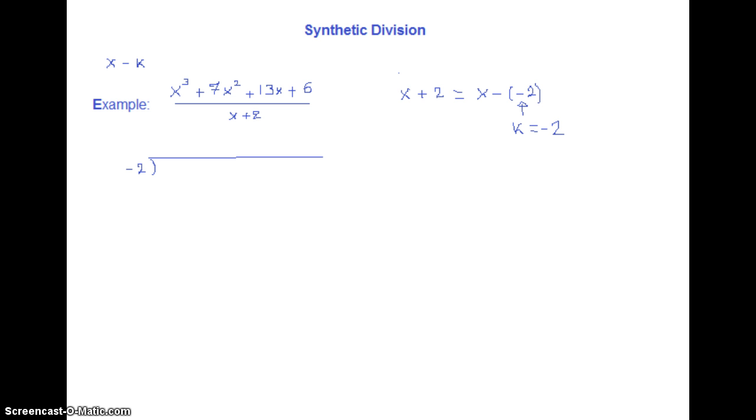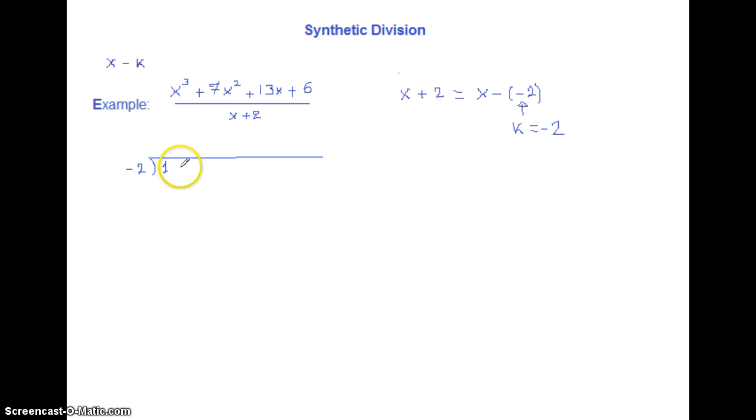The numerical term of the divisor. Now, if we use long division, we should write the whole polynomial, x to the third plus 7x squared plus 13x plus 6. But because this is synthetic division, we will use only the coefficient of each term. And if we see a missing power or missing term, then we'll replace it with a coefficient of 0.